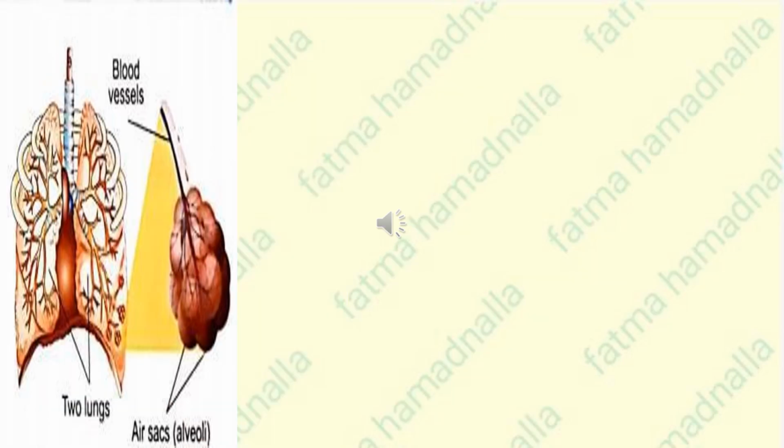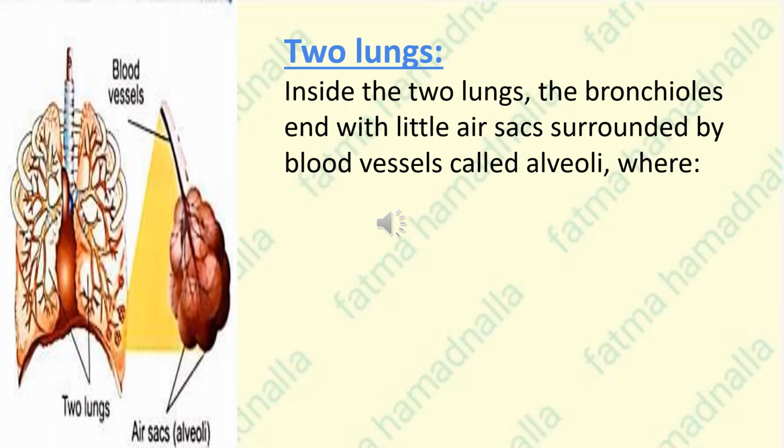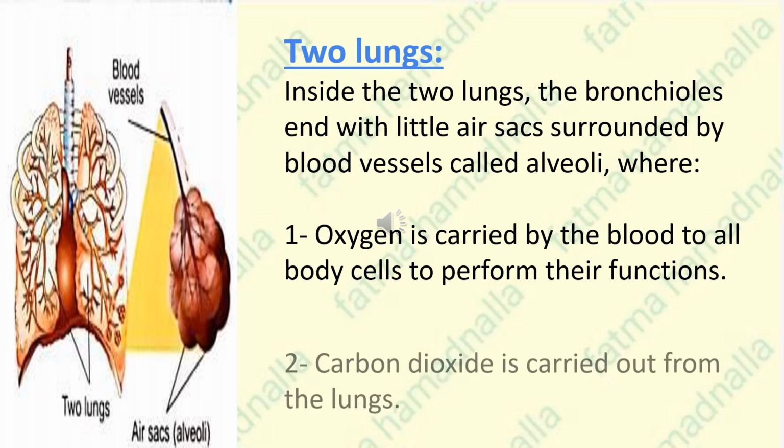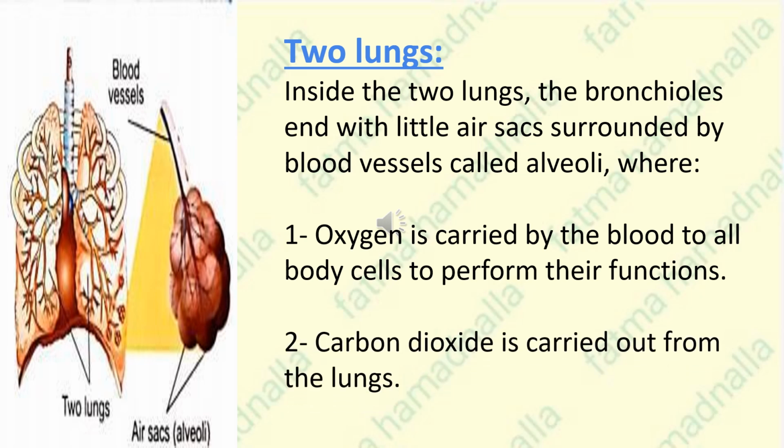The two lungs. Inside the two lungs, the bronchioles end with little air sacs surrounded by blood vessels called alveoli, where oxygen is carried by the blood to all body cells to perform their functions, and carbon dioxide is carried out from the lungs. Now, we will talk about the last organ, which is the diaphragm.